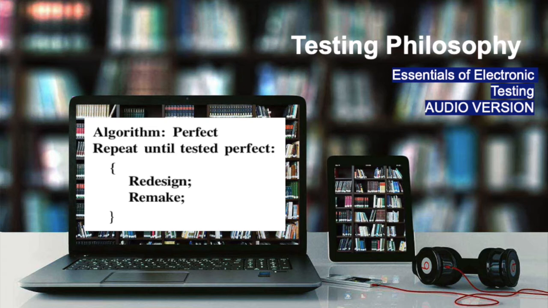Two points are relevant. First, the test should be designed to truly indicate the desired perfection. And second, the repeat loop in our algorithm will repeat indefinitely unless redesign and remake could respond to or correct the errors found in testing. Understanding the art and science of testing allows you to attain perfection in your work, otherwise, an almost superhuman task.